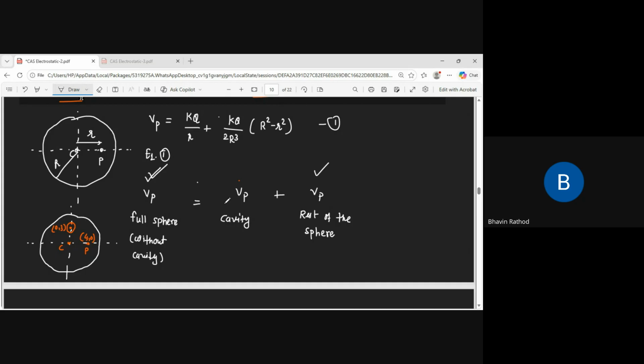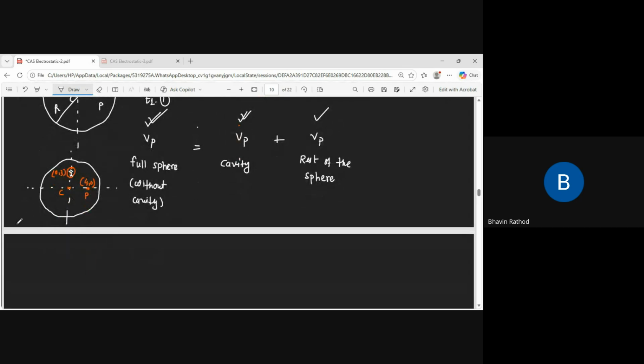Now, in order to find out the potential due to the cavity, that's easy enough because point P is outside of that cavity charge. So we can consider the cavity to be a point charge. To be specific, we can say that Vp of cavity would be equal to K into Q, where Q will be the charge of the cavity, divided by the distance between the 2 points.